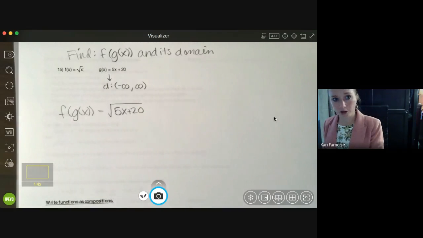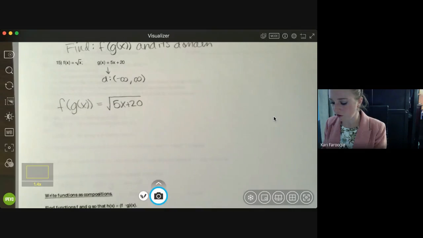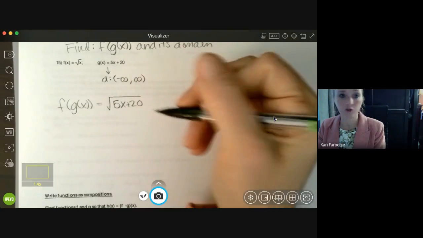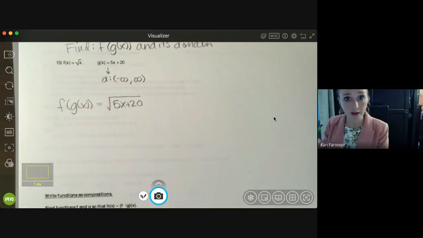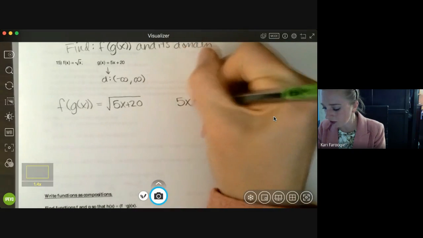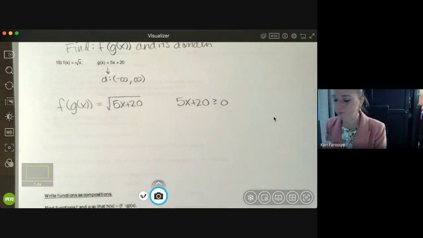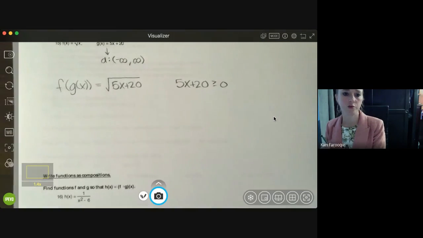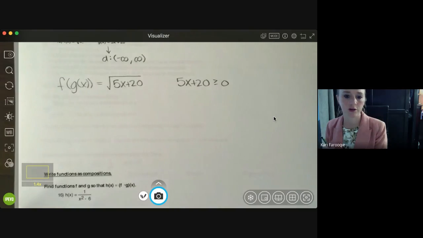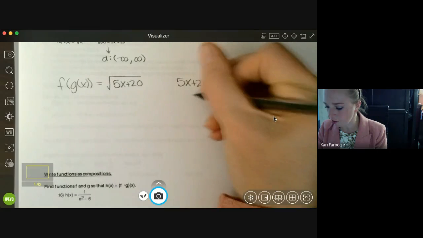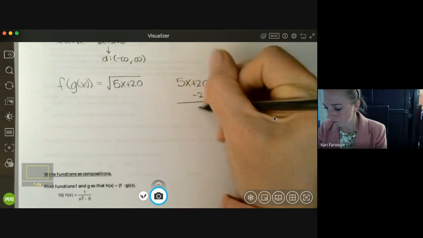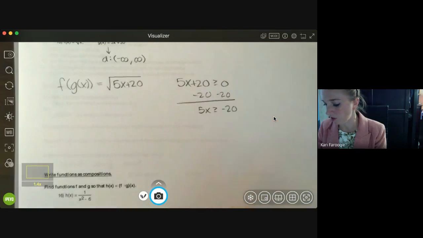To find its domain, we already looked at the inside function. Let's just focus on the composite function itself now. We need to verify, or we need to enforce, that the expression under the radical is always going to be greater than or equal to 0. We can't have it be negative. So let's go ahead and set up an inequality using the radicand, making sure that it's greater than or equal to 0. And then go ahead and solve your inequality. You have 5x is greater than or equal to negative 20.